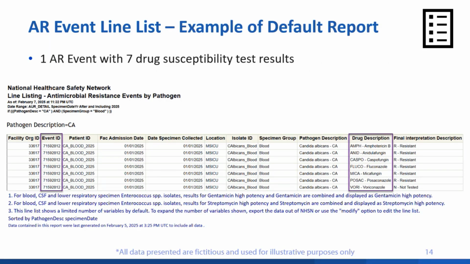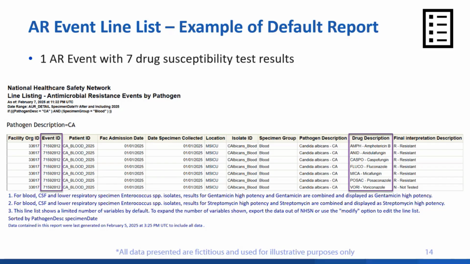Please note that all the data in this presentation are fictitious and are used for illustrative purposes only. So this screenshot shows the HTML output of the AR event line list. I have just one AR event with susceptibility results for the 7 drugs that are required to be reported for this organism, which is Candida albicans.